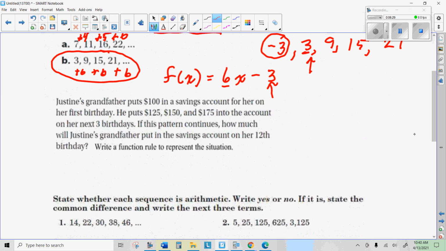All right, so Justine's grandfather puts $100 in her savings account on her first birthday. So we can think of this as a sequence where on her first birthday she has 100, and then he puts 125 into the account on her next, then 150 and 175. So this is going up by 25.